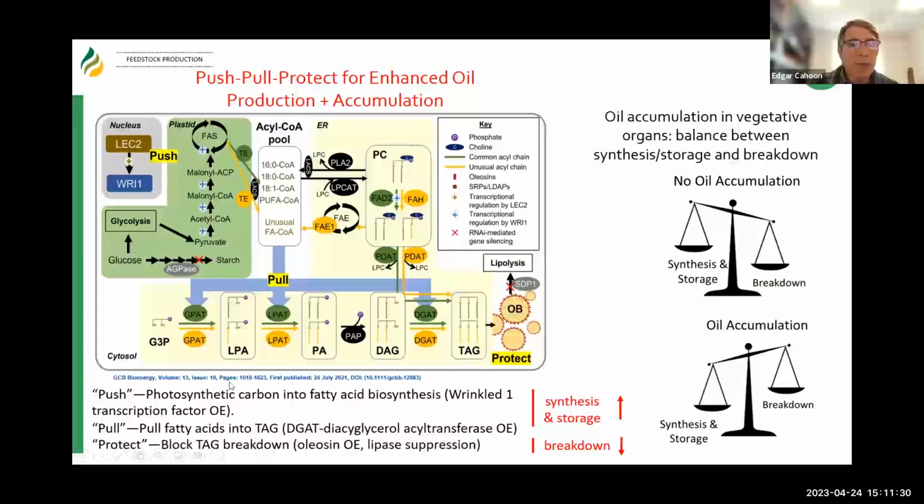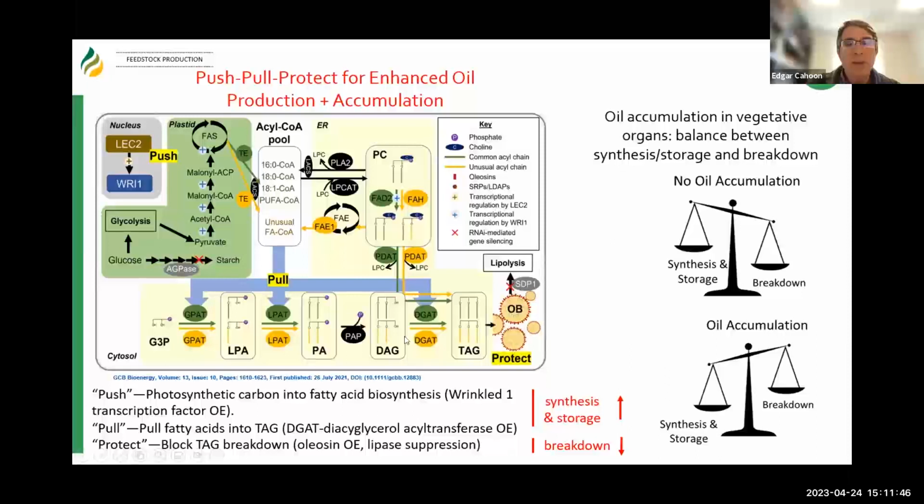But then downstream, we want to pull the fatty acids into a storage form, into TAG. And typically that would be outside of the chloroplast. And so that would be pulling the fatty acid chains for their storage on the glycerol backbone.